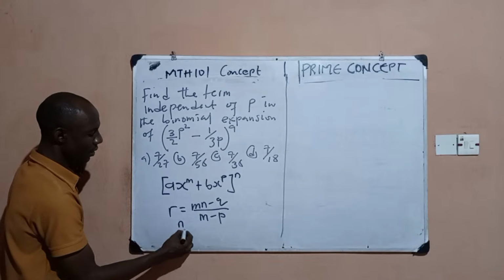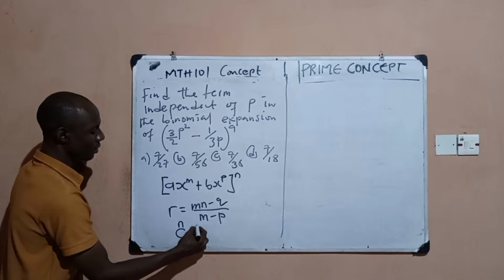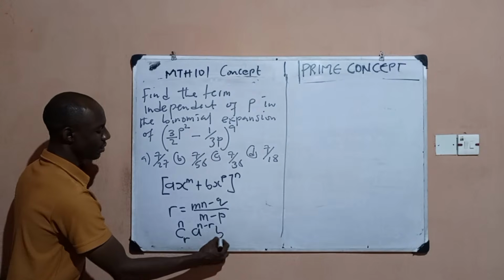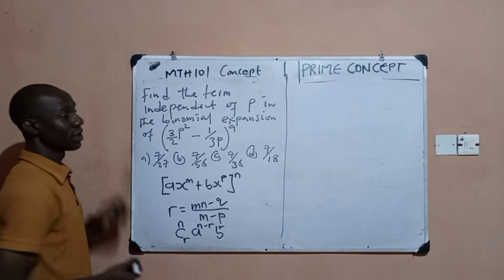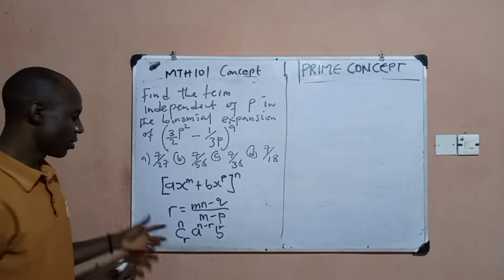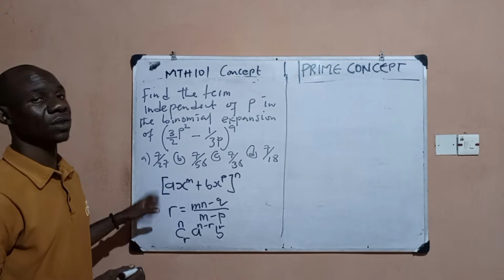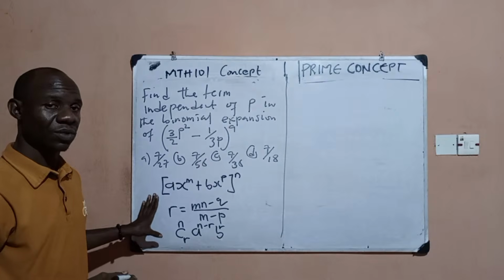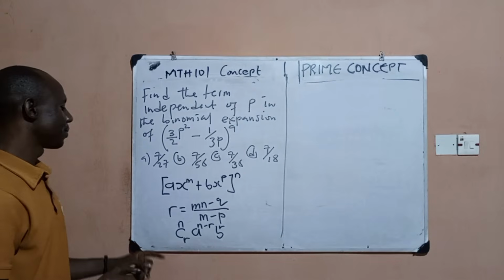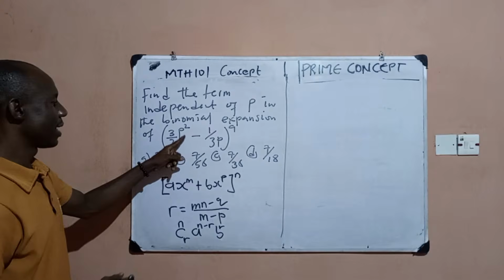Then N combination R A raised to power N minus R B raised to power R. So with this I'll solve. Don't give up. Some of you would have seen this now, you say it's long. It's not. Trust me. This will be better than what you know already. And let me rewrite this binomial.